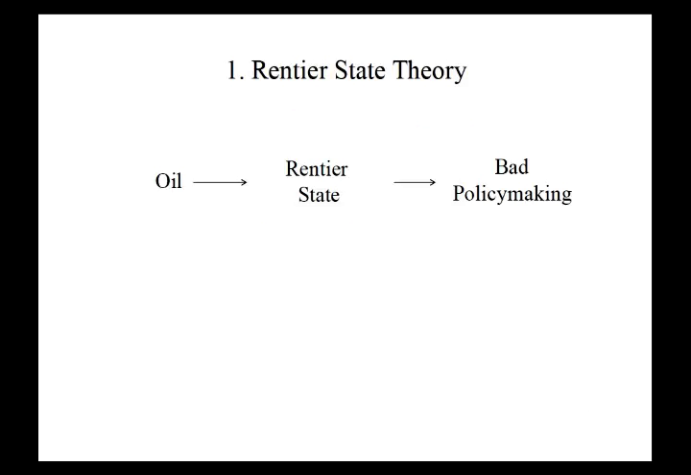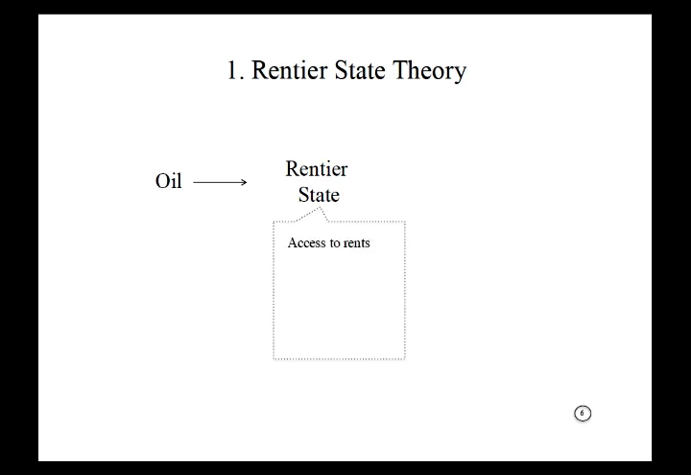This theory says that oil corrupts the nature of your states and leads to bad policy making. Oil corrupts the character of your state. It turns your state into a rentier state. And I'm going to explain what I mean by rentier state. What are the rentier states? They have access to external income. Income dropped from the sky.